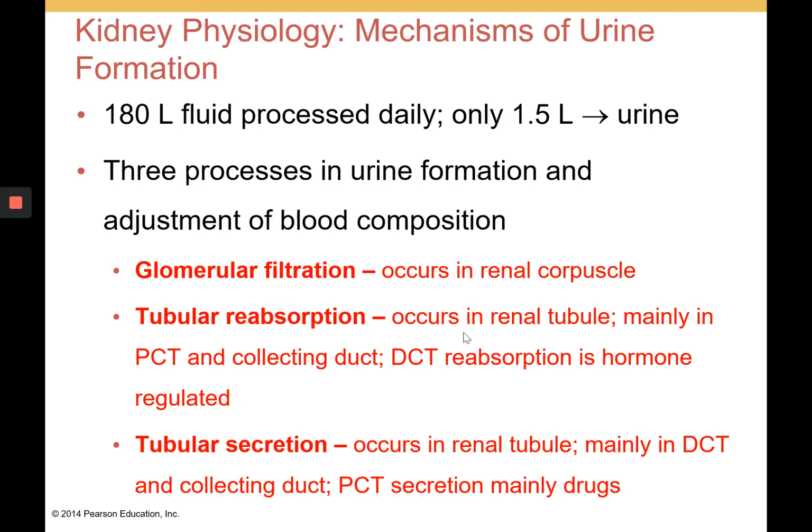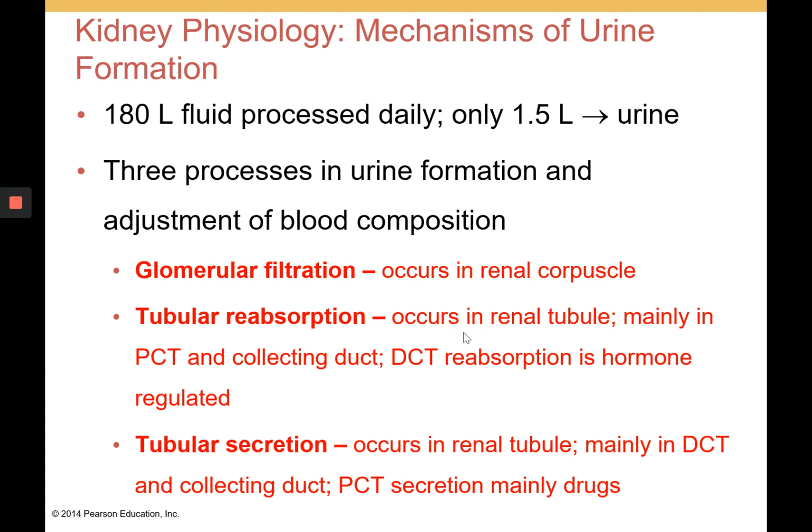So some basic mechanisms of urine formation. First and foremost, 180 liters of fluid is processed daily through the kidneys, but only about 1.5 liters of that ends up as urine. And there's 3 processes that are used to process 180 liters, and that is glomerular filtration, tubular reabsorption, and tubular secretion. So again, those are the 3 processes in urine formation, and they're adjusting blood composition as well.